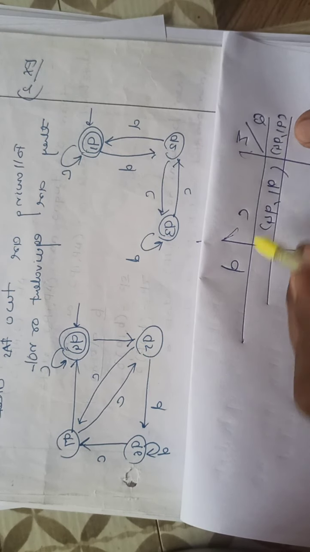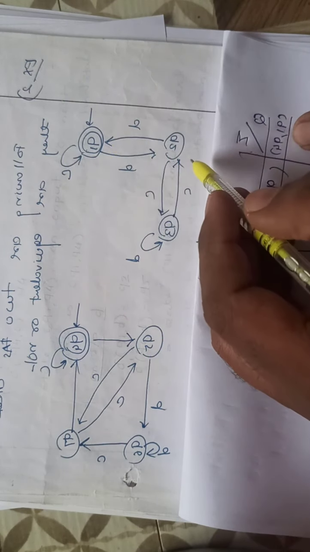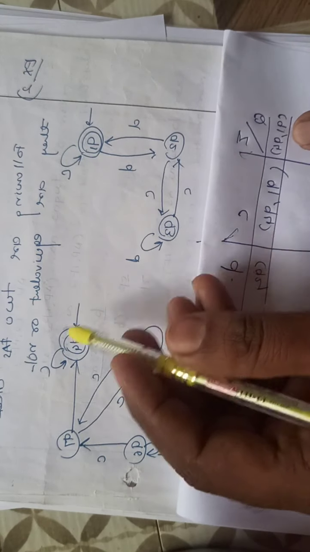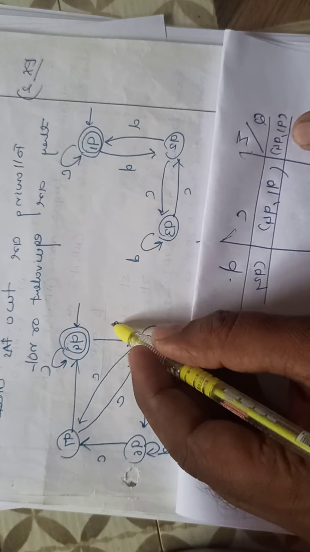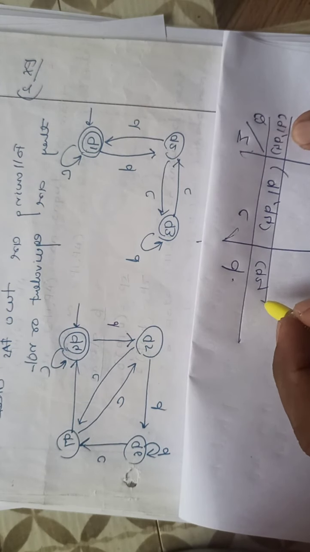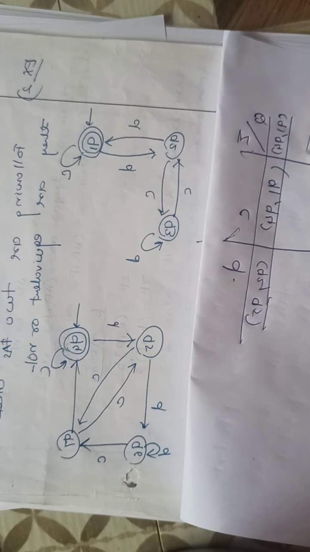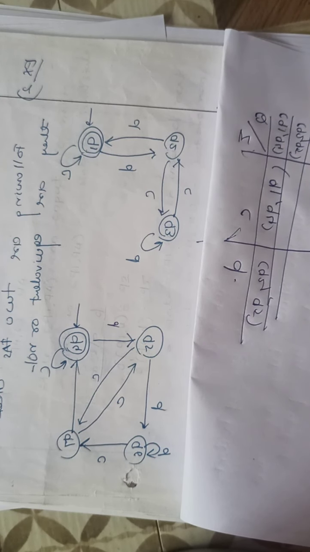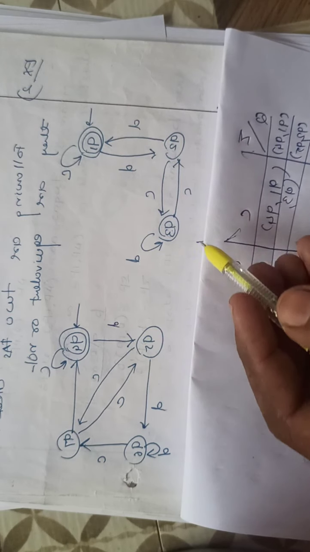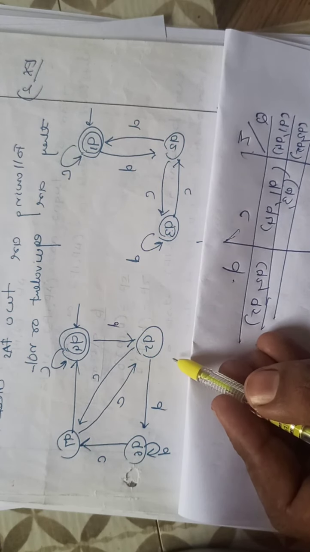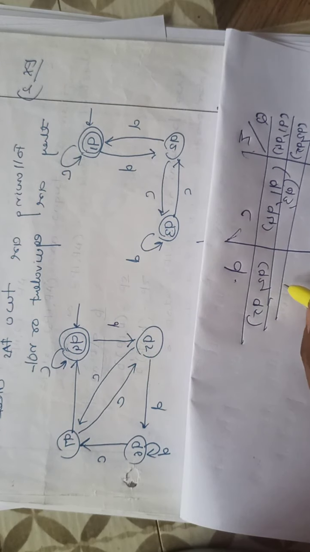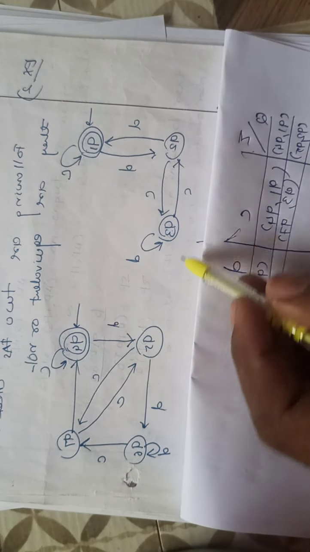Same way, we need to continue now. Q1 on D: Q1 after receiving D will be in Q2, and Q4 after receiving D will be in Q5. Now we get one new state pair, Q2, Q5. So I'll write Q2, Q5. Q2 after receiving C will be in Q3, and Q5 after receiving C as the input alphabet will be in Q7. Again both are non-final states.